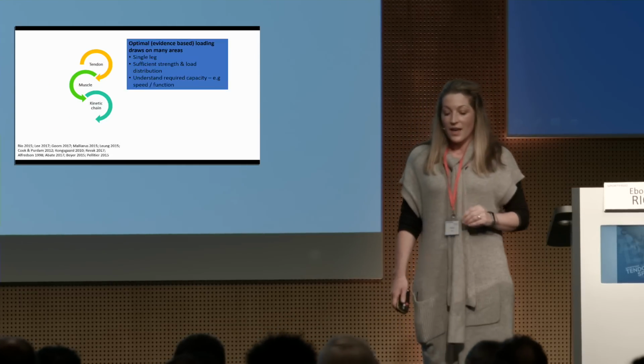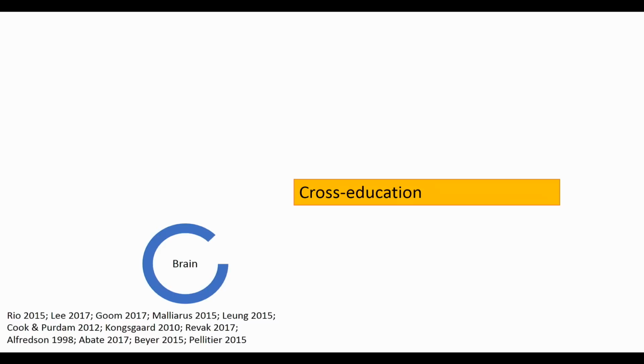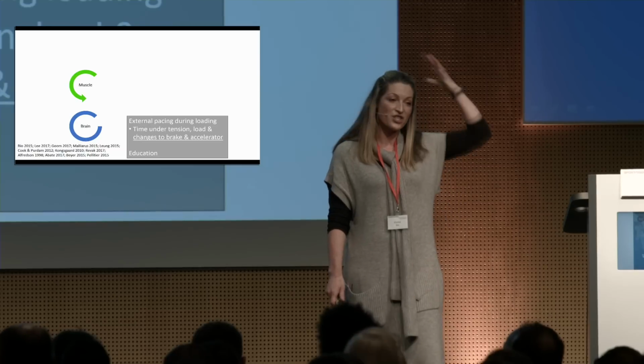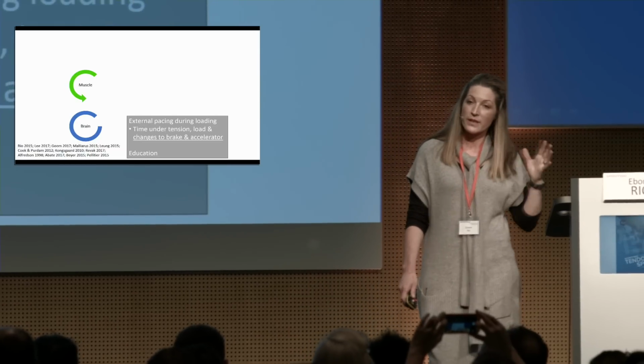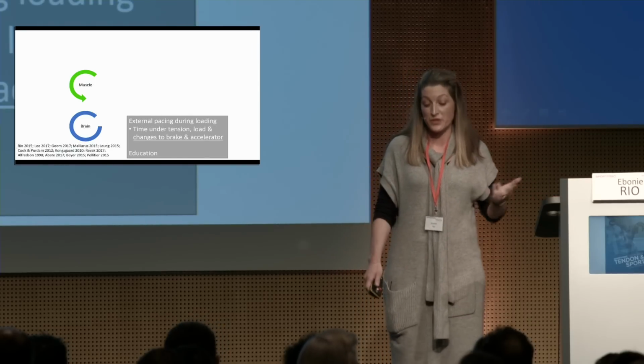So just to finish up, how might we put all of this together? We need to do a loading intervention. We advocate that loading intervention, where possible, is single leg. You need sufficient strength and load distribution across the kinetic chain. To do that, you need to understand their required function, and Jill's going to cover that off really beautifully later, so that means you have to stick around the whole day. Cross-education is a great tool to be able to use the brain to strength train the other side. And if you use external pacing during loading, you not only guarantee your time under tension and the load, but you actually get changes to your brake and your accelerator. And we think this might be a really critical thing that we need to address as physiotherapists, and we're the best profession to address this.